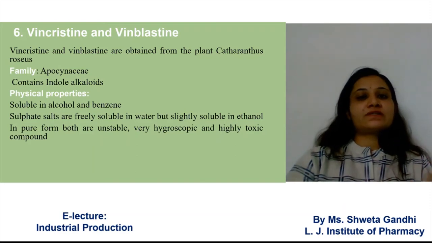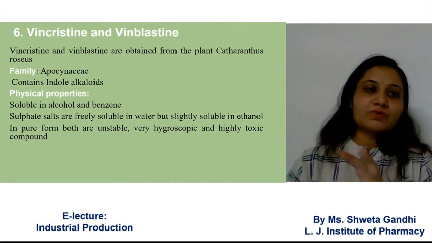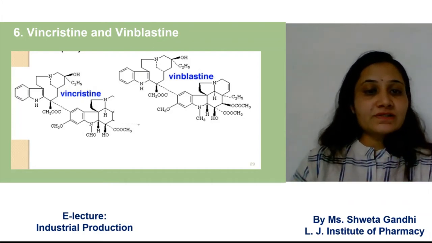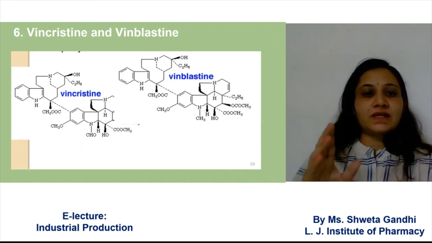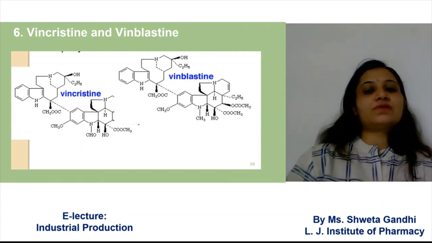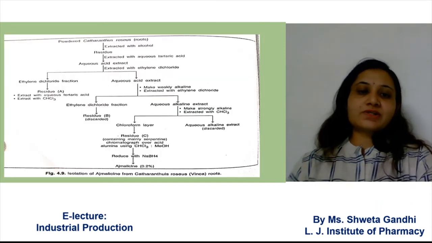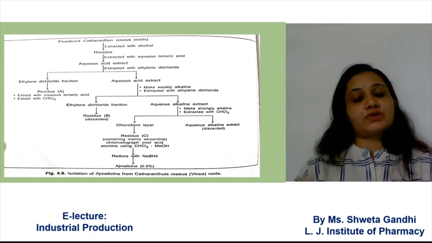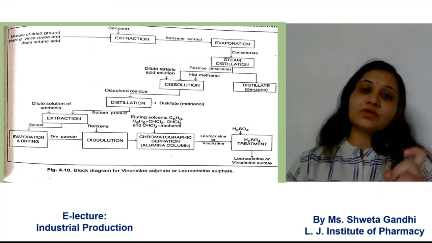Now comes vincristine and vinblastine. This is obtained from the plant Catharanthus roseus, family Apocynaceae, and it is a kind of indole alkaloid. This is the structural difference between vincristine and vinblastine. The only structural difference is the group on the nitrogen: in vincristine an N-CHO is attached, and in vinblastine a methyl group N-CH3 is attached. For the extraction of vincristine and vinblastine, this is the method for the isolation of ajmalicine, and this is the method for the separation of the salt of vincristine, called vincristine sulfate.